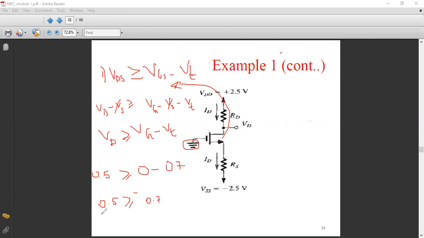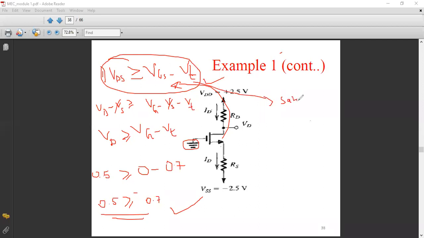So is the condition true or what? The condition is satisfied. Which condition? The VDS greater than or equal to VGS minus VT condition is satisfied. Is that clear for you? So which means that the transistor, that is the MOSFET, is working in the saturation region. The MOSFET is working in saturation region.